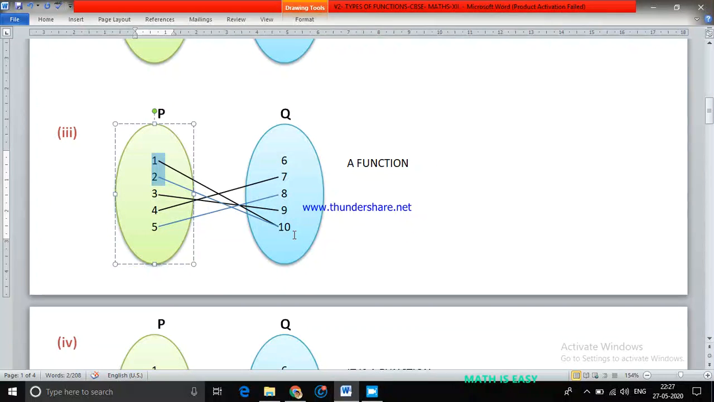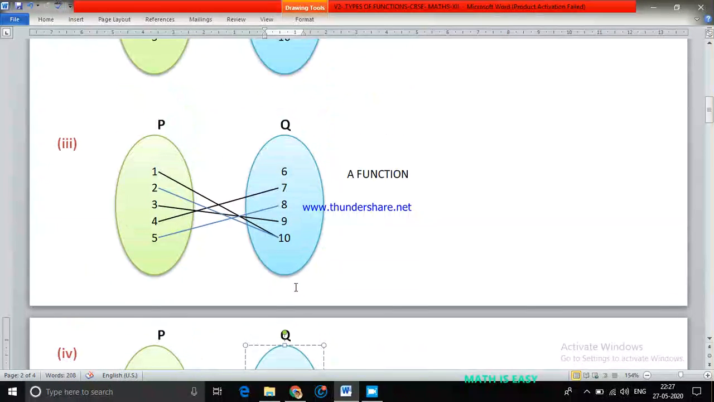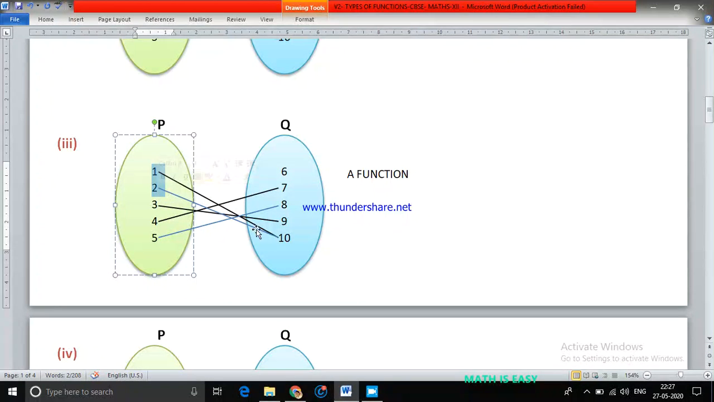So like this, as I said, here in this example, all the elements are mapping to a single element. That means distinct elements have the same image. Here 1 and 2 are mapping to 10. Rest all other elements are mapping to different elements. But still, even if one pair of numbers has the same image, it cannot be a 1-1 function. So this is the meaning of a 1-1 function.